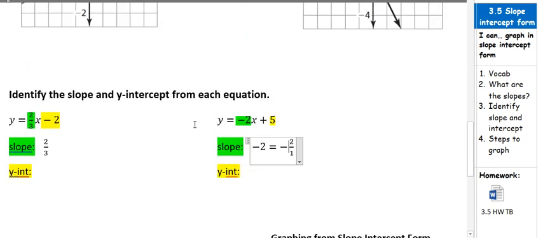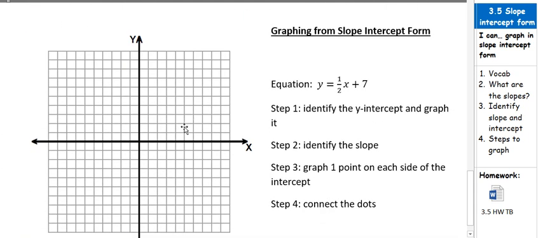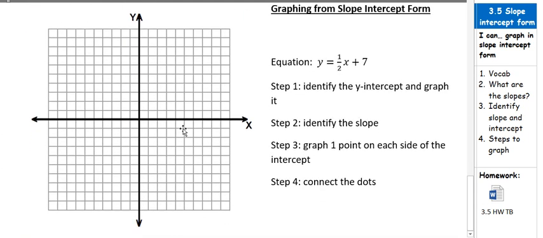Let's take another example. Here's how I take not only just the equation and identify the slope and the intercept, but how do I take that slope and intercept and put it onto a graph? Here are our 4 steps. You need to make sure you write down these 4 steps. So take a minute, pause the video, and write down those 4 steps.